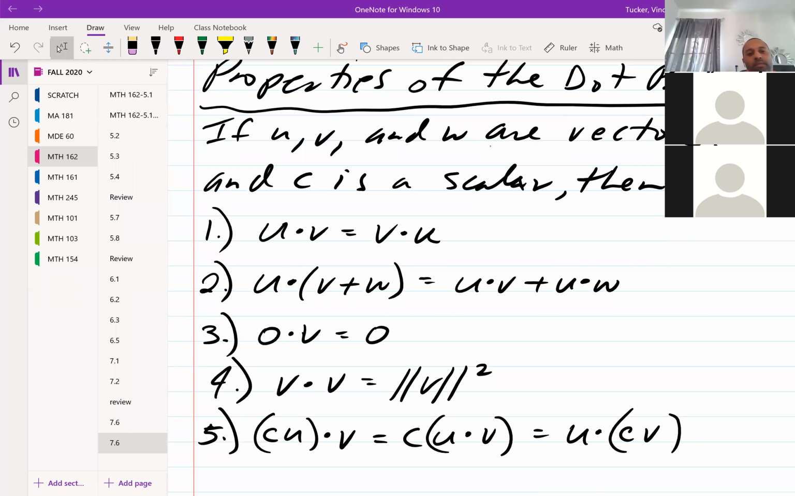All right, properties of the dot product. If u, v, and w are vectors and c is a scalar, then u dot v is the same thing as v dot u. We just saw that in the previous example. If you apply the dot product of u to v plus w, then that's u dot v plus u dot w. 0 dot v is just going to be 0. If you apply the dot product to a vector with itself, that's the same thing as the magnitude of that vector squared. And c, don't forget, is a scalar. A scalar is just a regular number. c times u dot v is the same thing as c u dot v, but you apply the dot product first. And it's also the same as u dot c v.